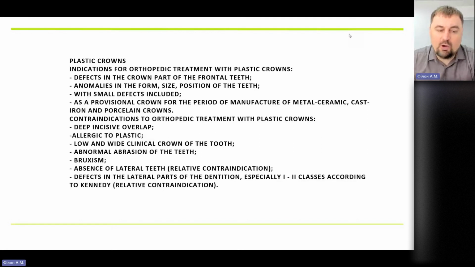Okay, let's continue. Low and wide clinical crown of the tooth.